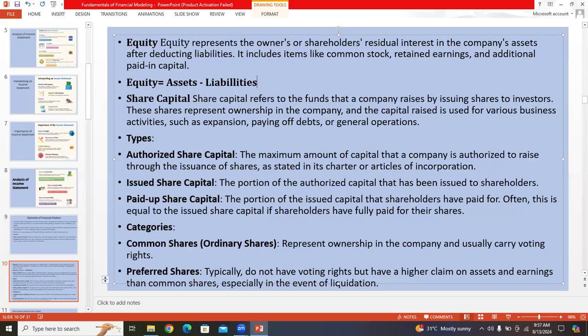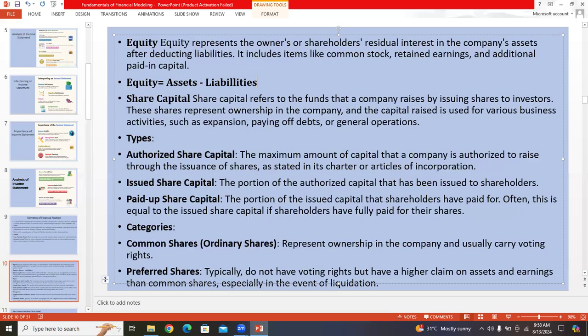There are some types of capital available. First of all, you have authorized share capital: the maximum amount of capital that a company is authorized to raise through the issuance of shares, as stated in its charter or articles of incorporation. Very good point. At the time of incorporation, at the beginning, you write the maximum amount of shares the company can issue, and that is called authorized share capital.